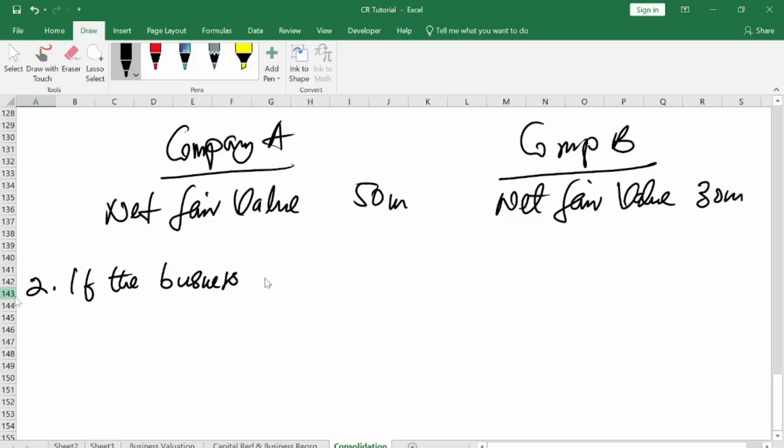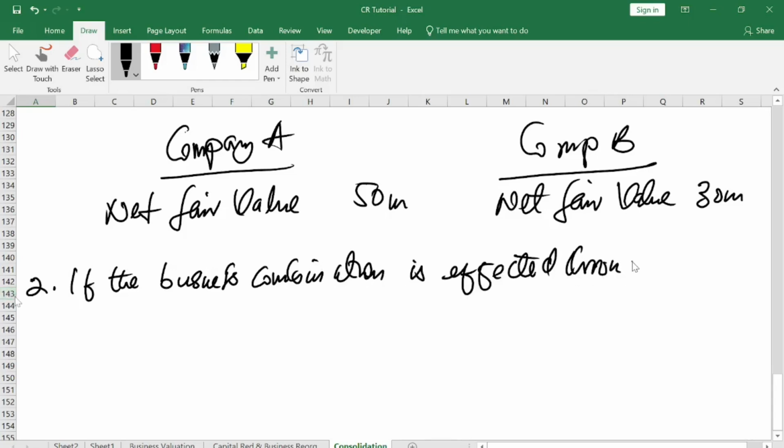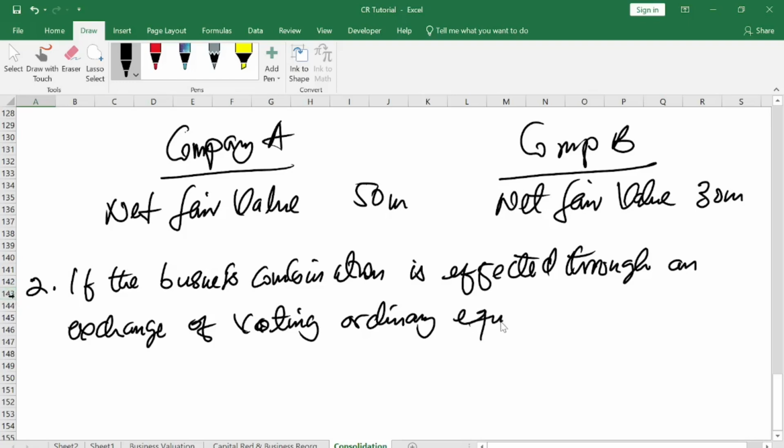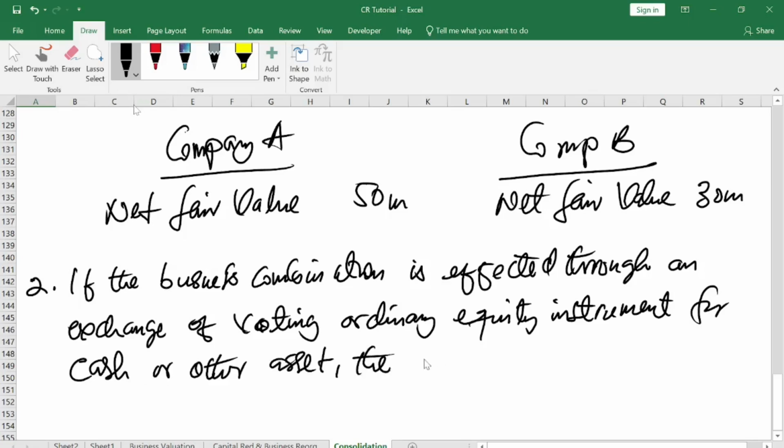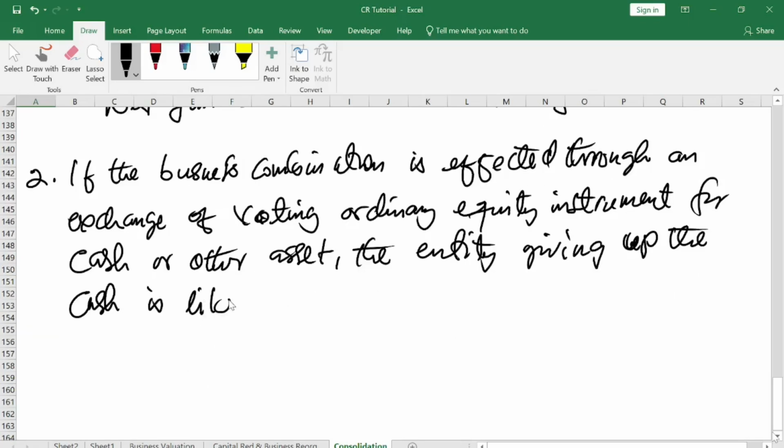If the business combination is through an exchange of voting ordinary equity instruments for cash or other assets, the entity giving up the cash or other assets is likely to be the acquirer. So this is how you can identify who is acquiring.